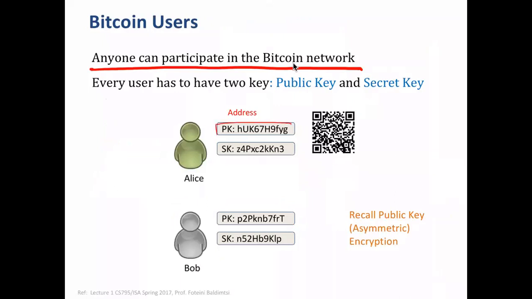Of course this is the public key of Bob, and this is the secret key of Alice. This is the public key of Bob and the secret key of Alice. So we use the terminology PK and SK. We don't use private key here. In general, in crypto discussion, we call it secret key.